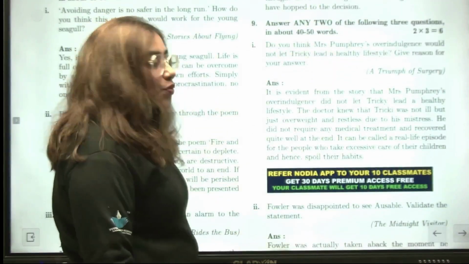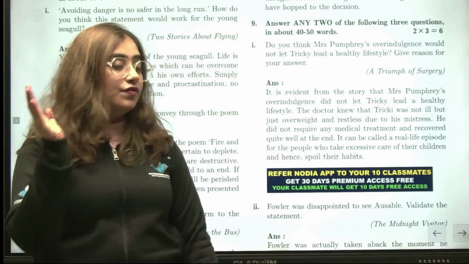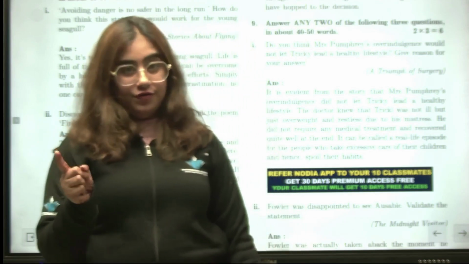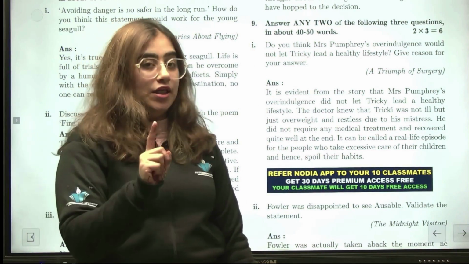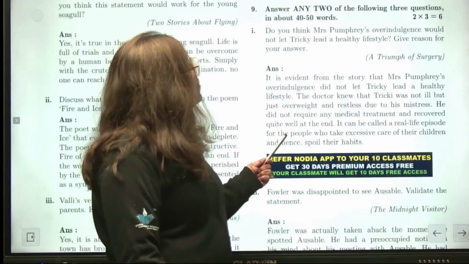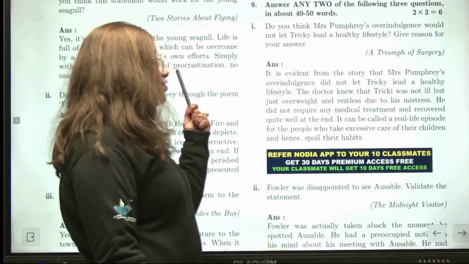Okay, now let's move to question number 9. In question number 9, there are 3 parts, and out of 3, you have to attempt any 2. These are from Footprints Without Feet, and each question is of 3 marks. You have to answer in 40 to 50 words. Clear? So, do you think Mrs. Pumphrey's overindulgence would not let Tricki lead a healthy lifestyle? Give reason for your answer.